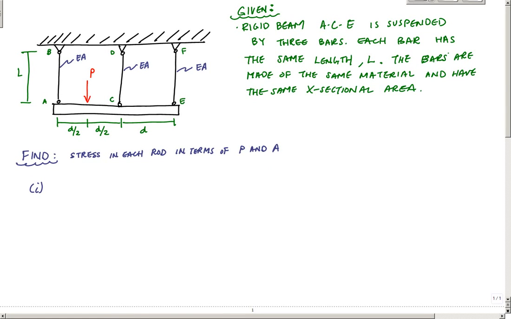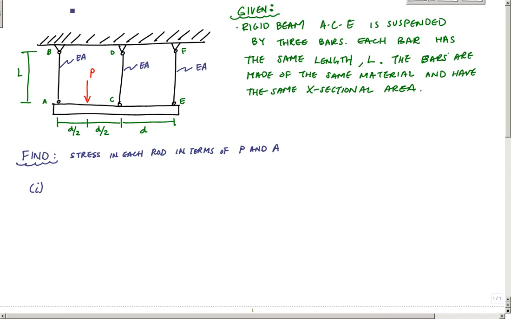All right, so we're here. I've got a mechanics and materials problem. This is a rigid beam ACE that's suspended by three bars. Each bar has the same length L, and the bars are made of the same material, meaning that they all have the same modulus of elasticity E, and have the same cross-sectional area.